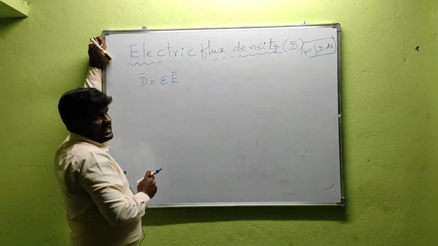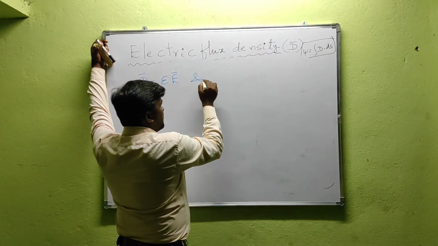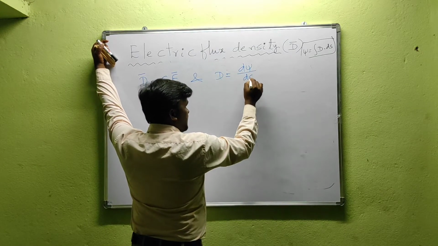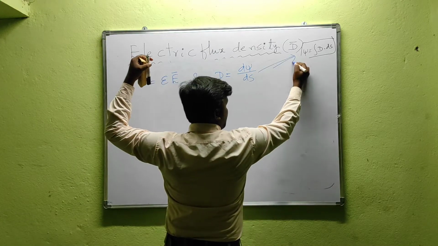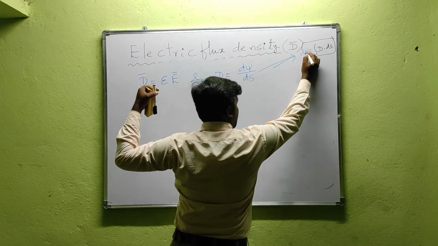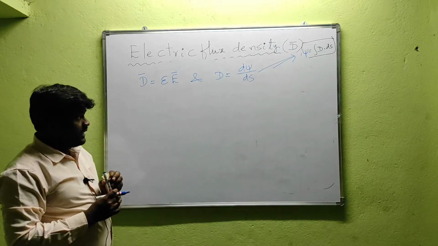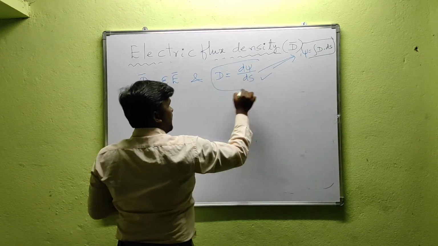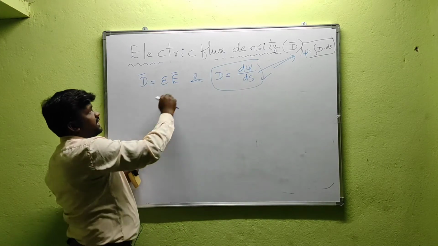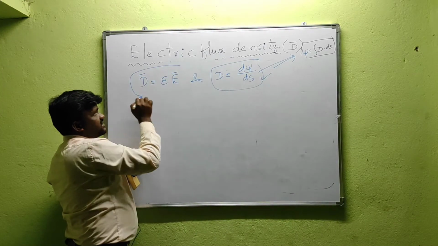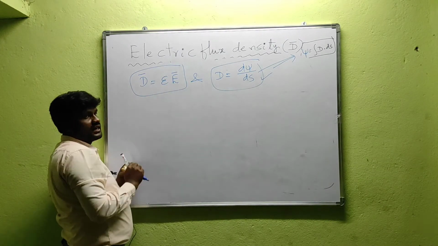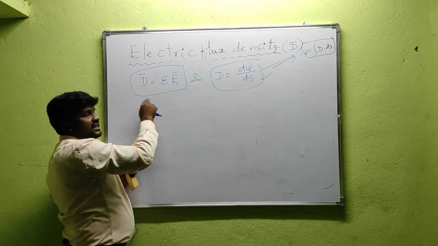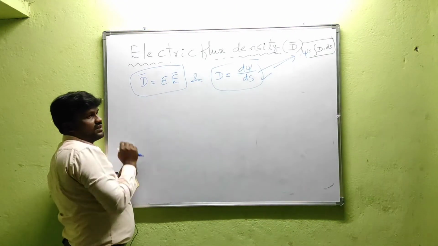And previously we defined this D as flux per unit surface area, that is dψ by dS. From this only we can write that ψ equals integral of D dot dS. So it is one definition, flux per unit surface area, and another or alternative definition is that electric flux density is equal to epsilon times the electric field intensity. This equation relates electric flux density and electric field intensity.